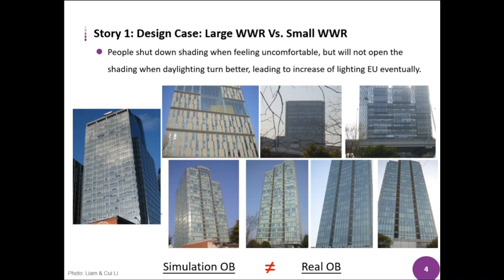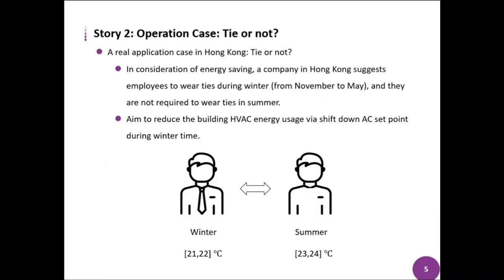Then they use more and more artificial lighting than we assume they will. So this is one kind of case we learned. The behavior we assume in the design phase is totally different from the reality. Another case is where we would like to encourage people to adopt some behavior to save energy.